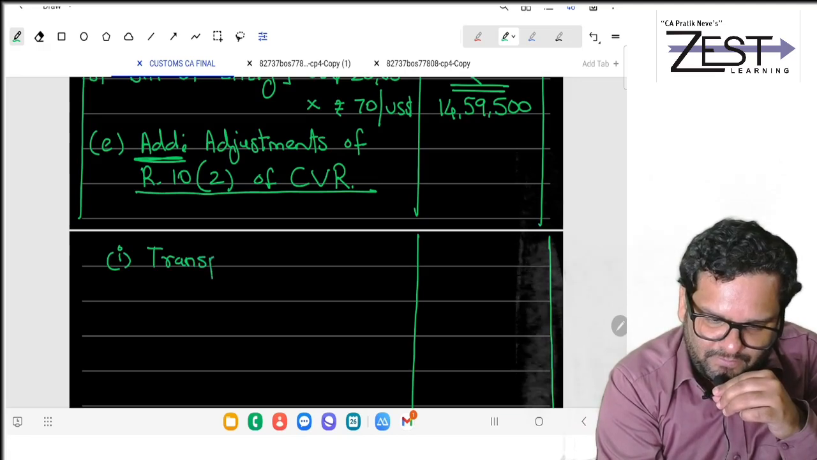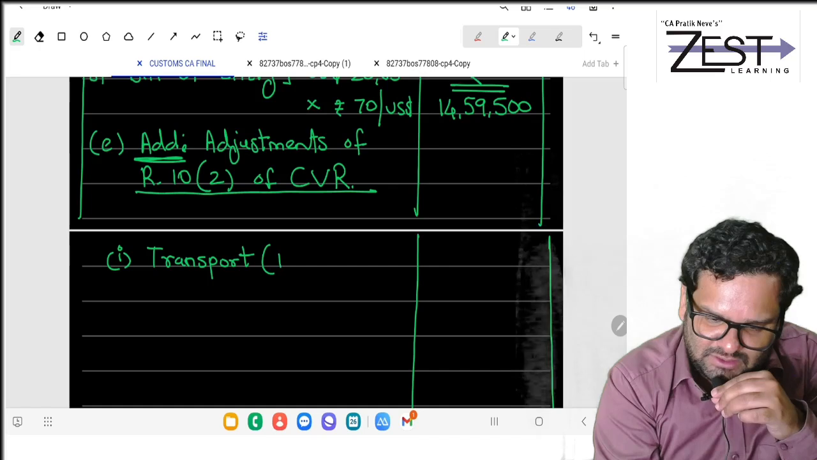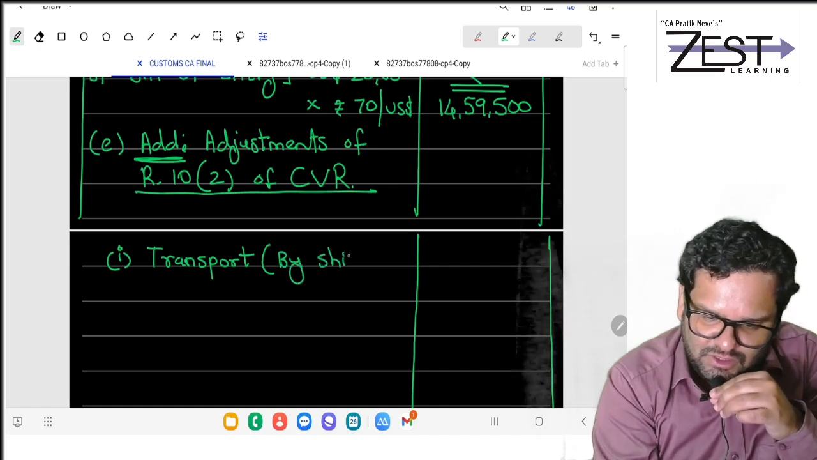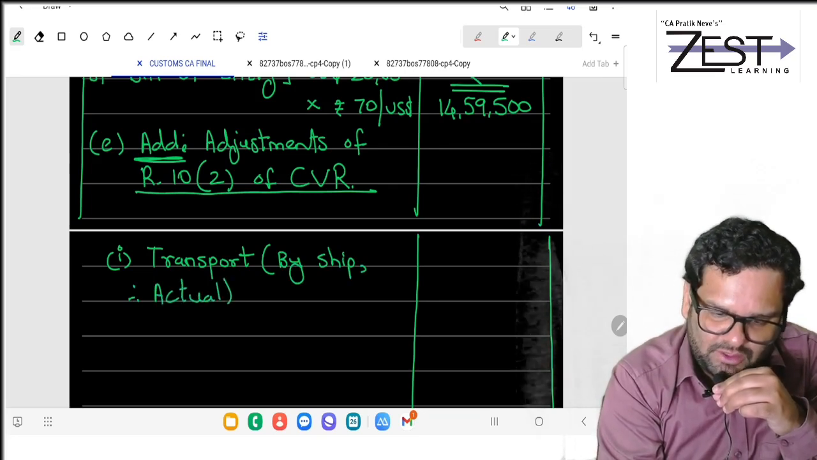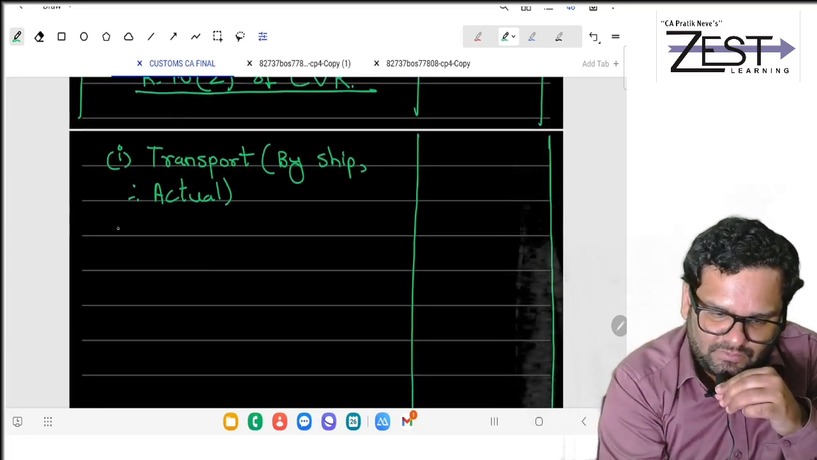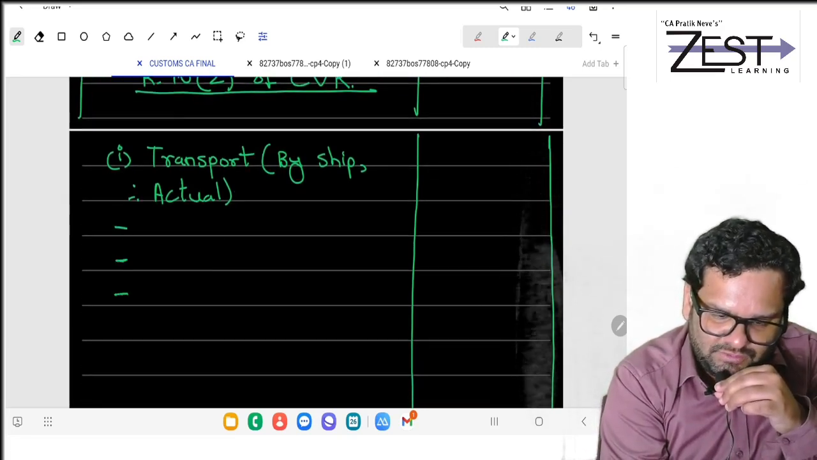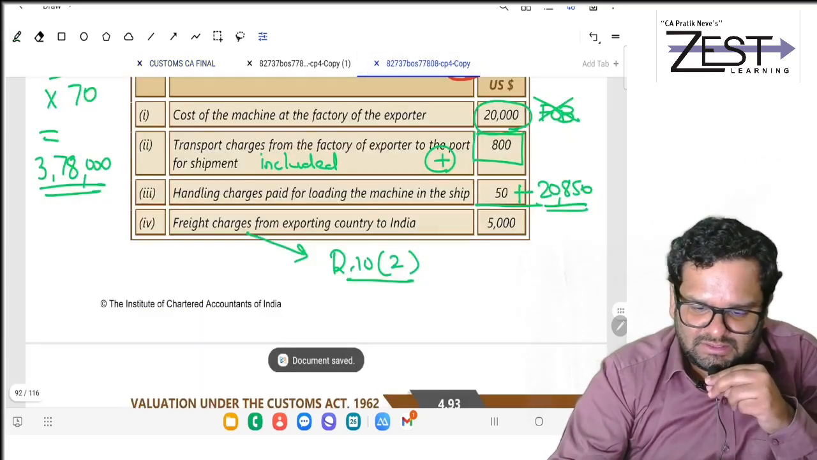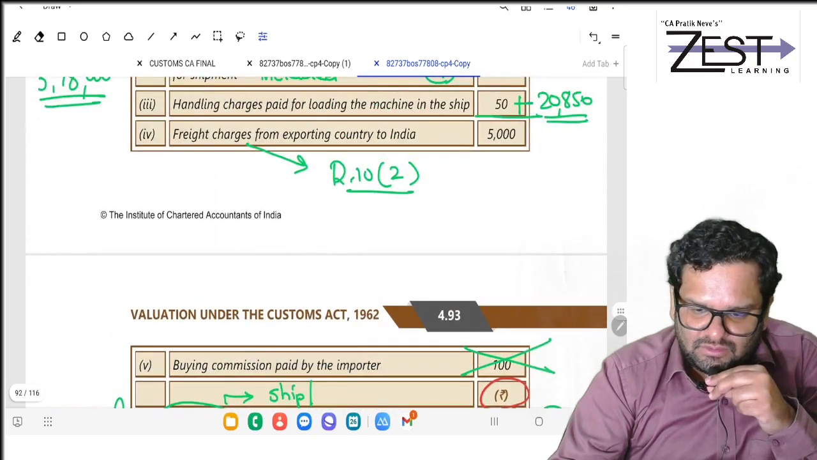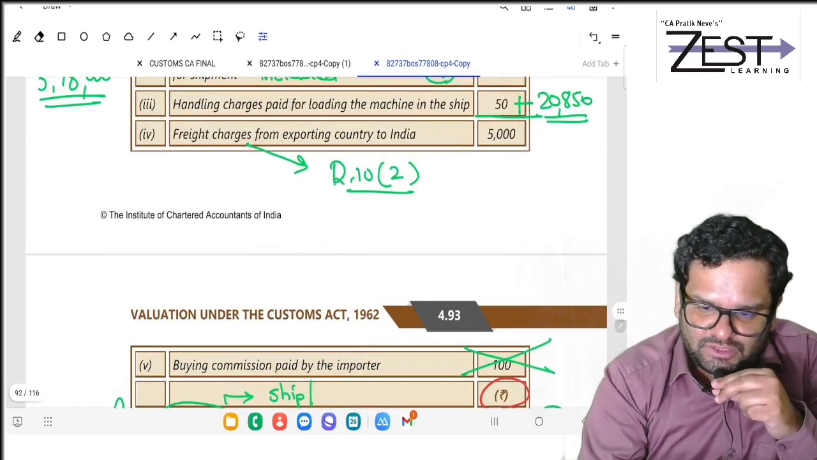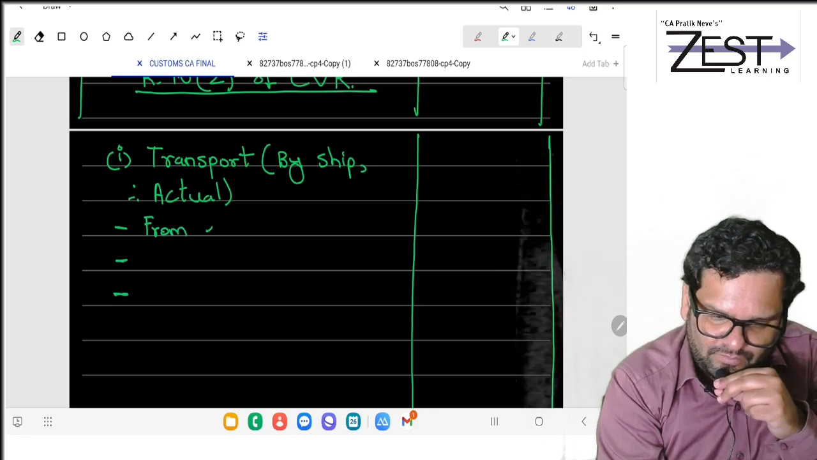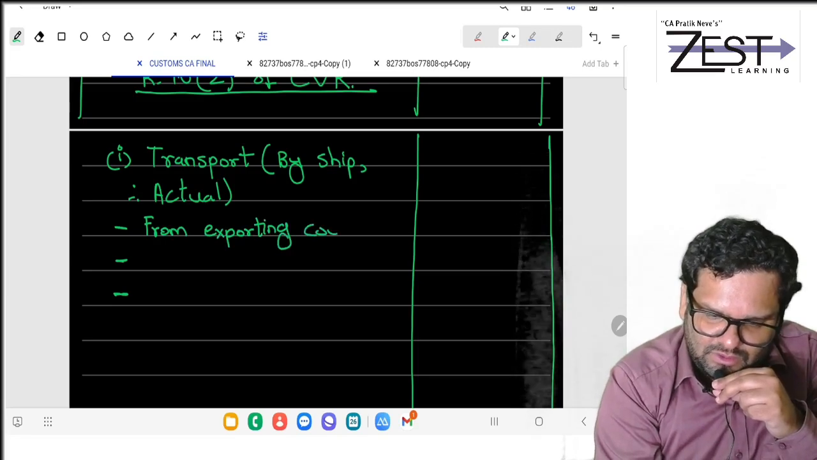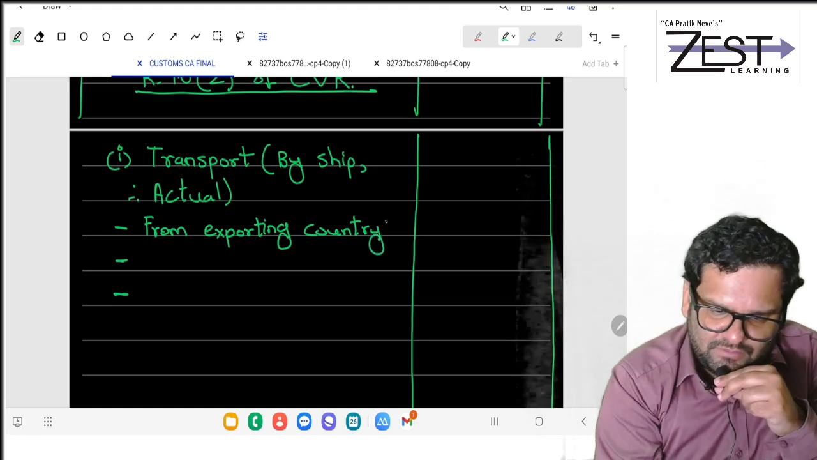First, transport, and transport is by ship. Therefore, actual. Do you agree? One, two, three things are there. What three things are there? One is freight charges from exporting country to India.